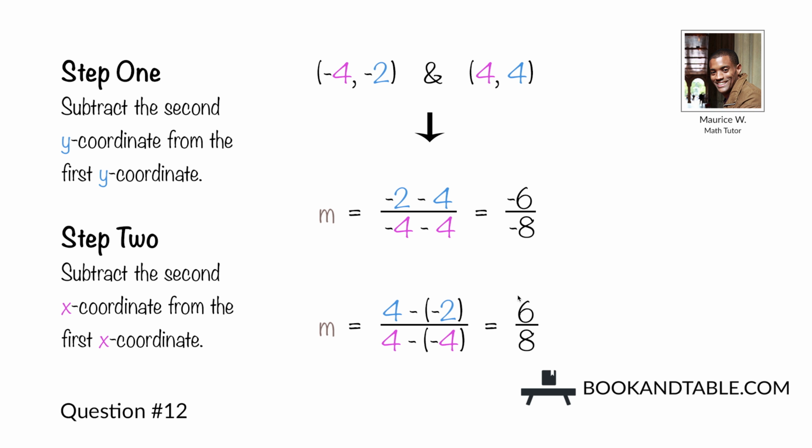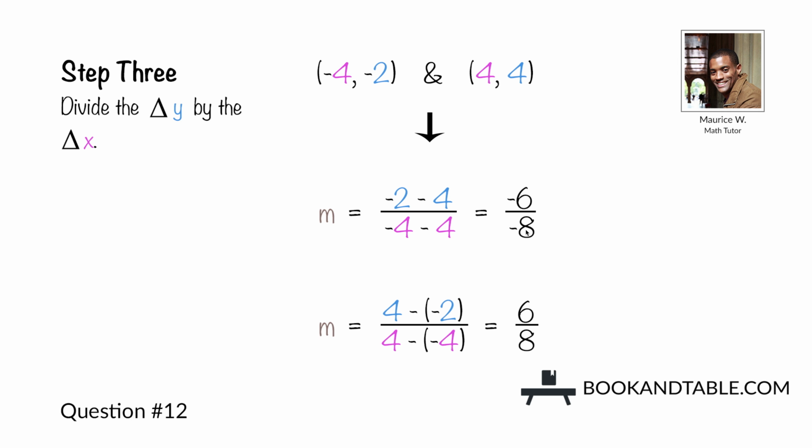Step 2, subtract the second x coordinate from the first x coordinate. So negative 4 minus 4 would be our denominator here. That would give us negative 8. Or you would get 4 minus negative 4 in the denominator here, and that would give you positive 8. And for step 3, when we divide delta y by delta x, we see that the final slope here will be positive 3/4. Negative divided by negative is positive. And here we'll get positive 3/4 as well, which is the same in decimal form as 0.75.